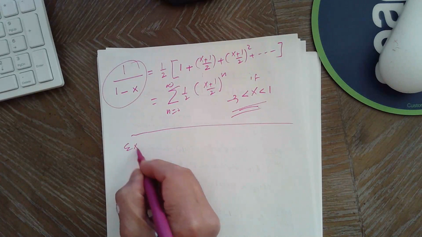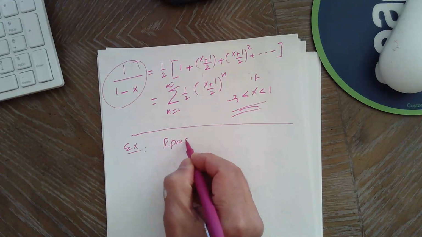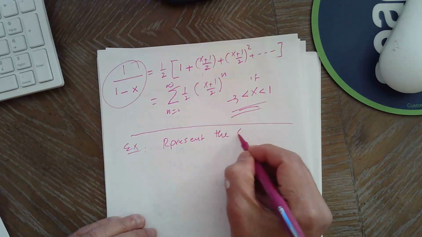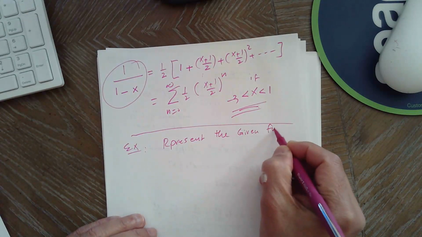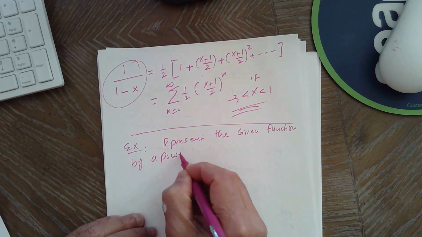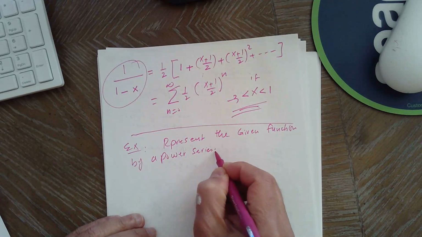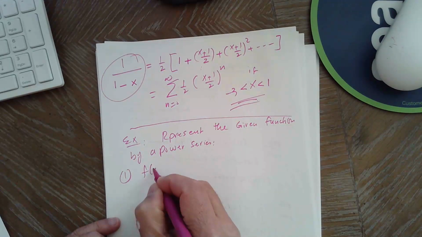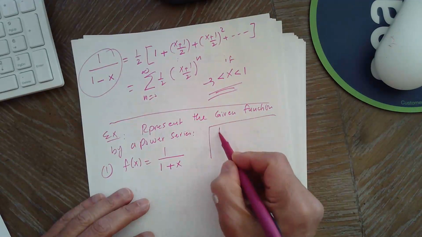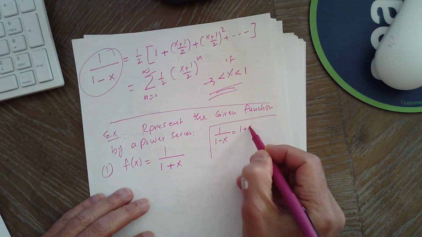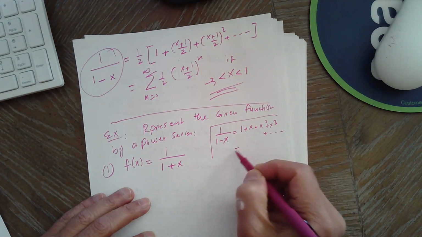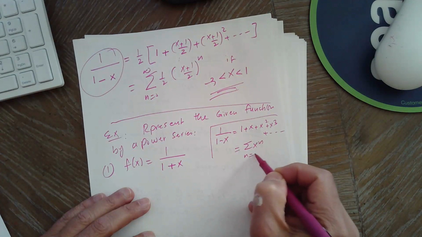Alright, so here's another example. Represent the given function by a power series. The first one is f of x equals 1 over 1 plus x. Keep in mind, we have 1 plus x plus x squared plus x cubed and so on, which is the sum of x to the n from n equals 0 to infinity.